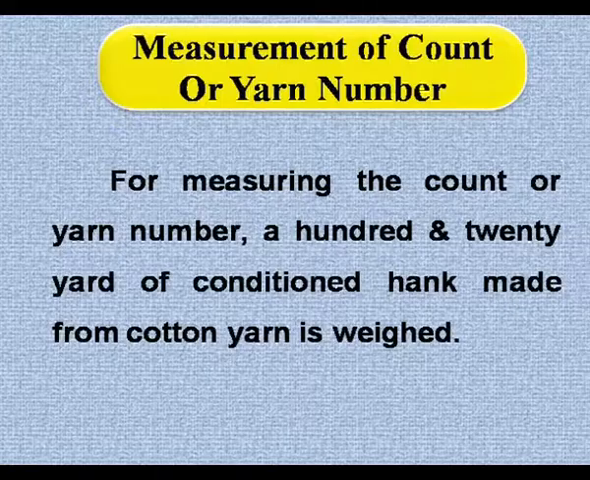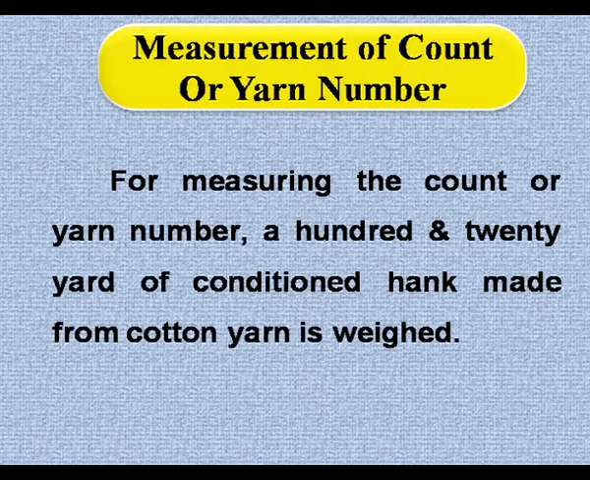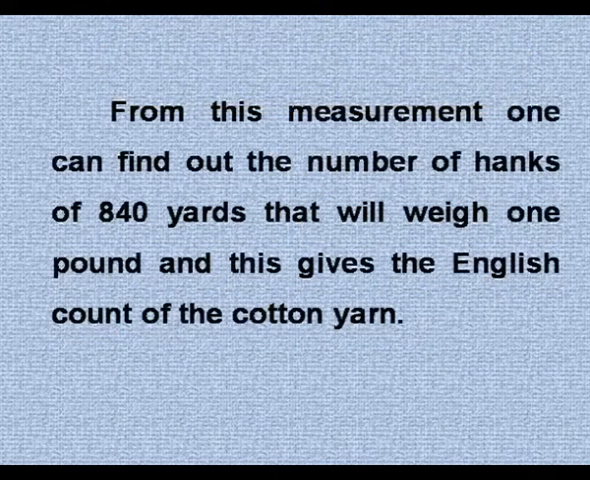Measurement of count or yarn number. For measuring the count or yarn number, a 120-yard conditioned hank made from cotton yarn is weighed. From this measurement, one can find out the number of hanks of 840 yards that will weigh 1 pound.